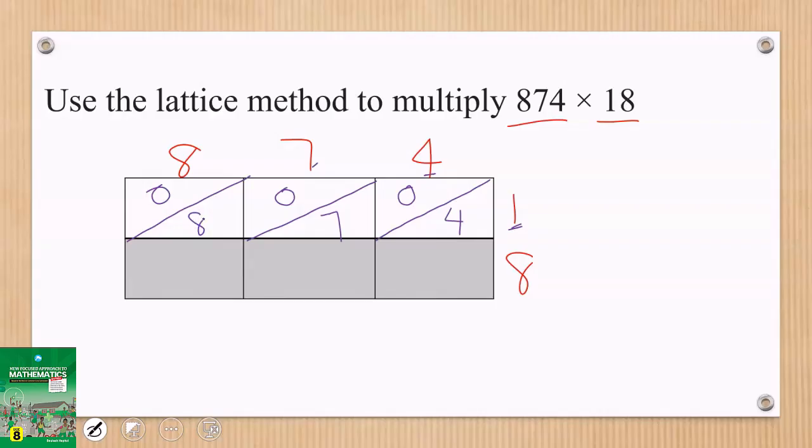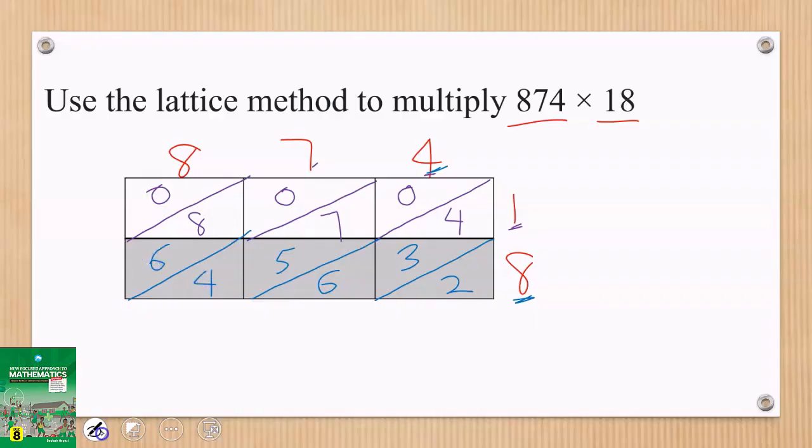Then the second part of the work, again, we draw this line, that line, and that line. And so 8 times 4 will give us 32. And so the 32, we write 3, okay, and then 2. Then 8 times 7 is 56, so write 5, 6 like this. Then finally 8 times 8 is 64.